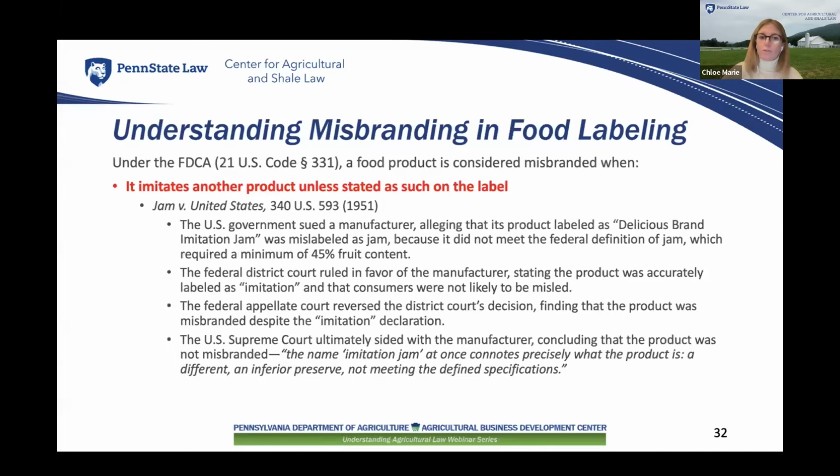So another reason why a food product would be considered misbranded is if it imitates another product unless stated as such on the label. In this case, the US government claimed that the product Delicious Brand Imitation Jam, which was manufactured in Colorado, was mislabeled as jam because it does not meet the federal definition of jam, which requires a minimum of 45% fruit content. And the product in this case contained only 25% fruit, with the remaining being sugar, pectin, citric acid, and soda.